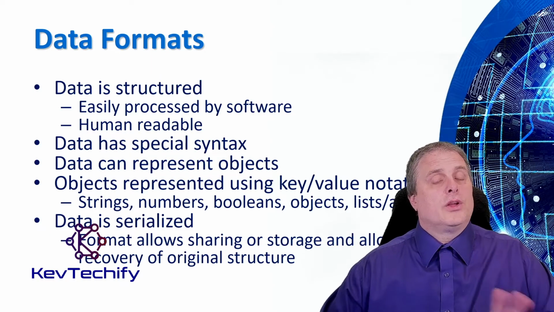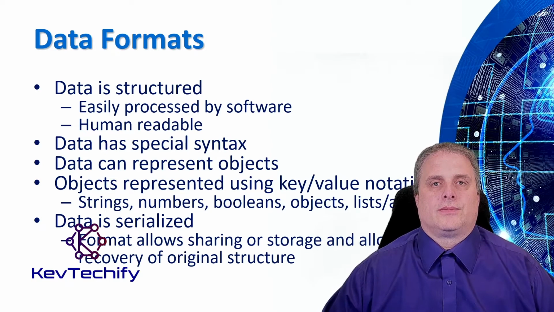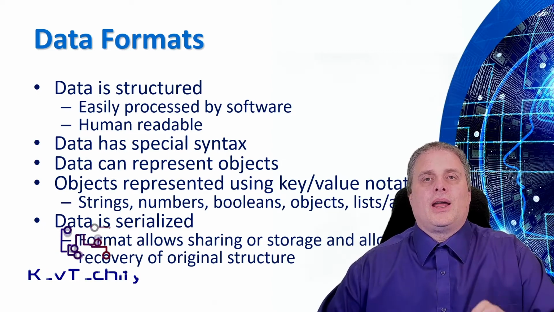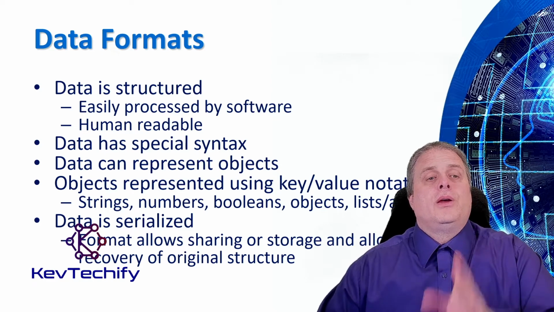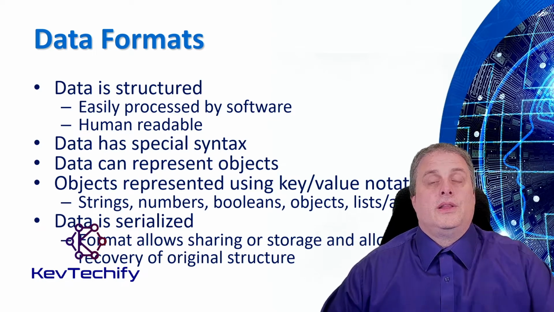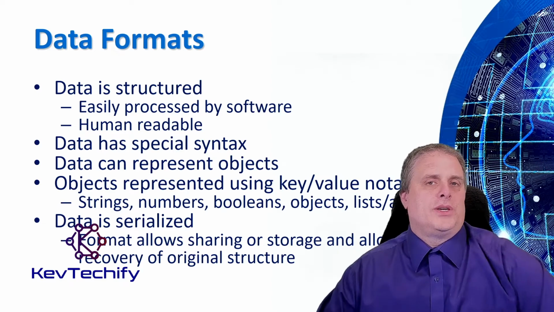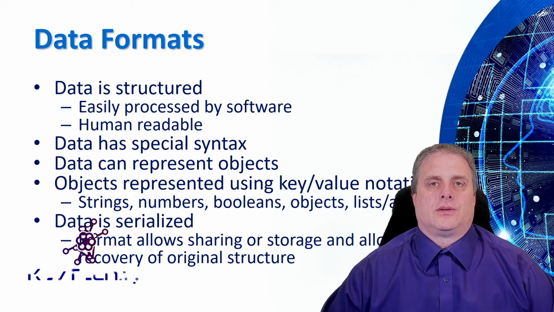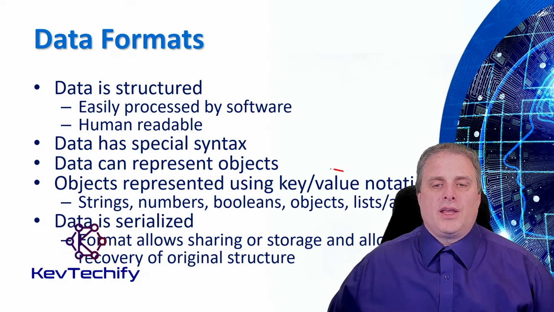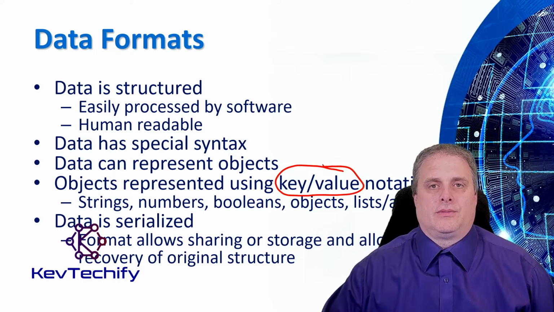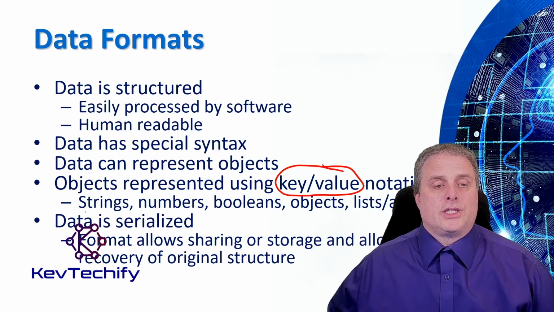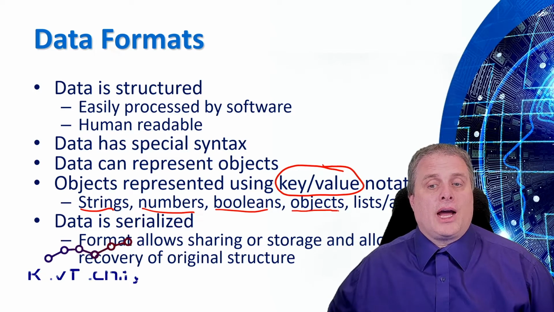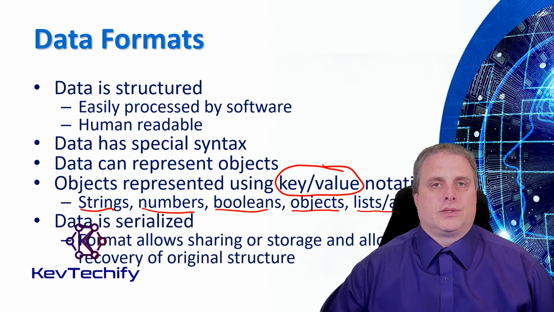The data formats we're going to be looking at, they all have similar characteristics. The data is structured. It's meant to be easily processed by computers using software, but also be readable by humans. The data has a special syntax and can represent objects, similar to JavaScript objects or programmable objects. The objects are represented by using a key value notation. An object can be a string, a number, a Boolean. An object can actually contain another object, or it could be a list or an array of items.